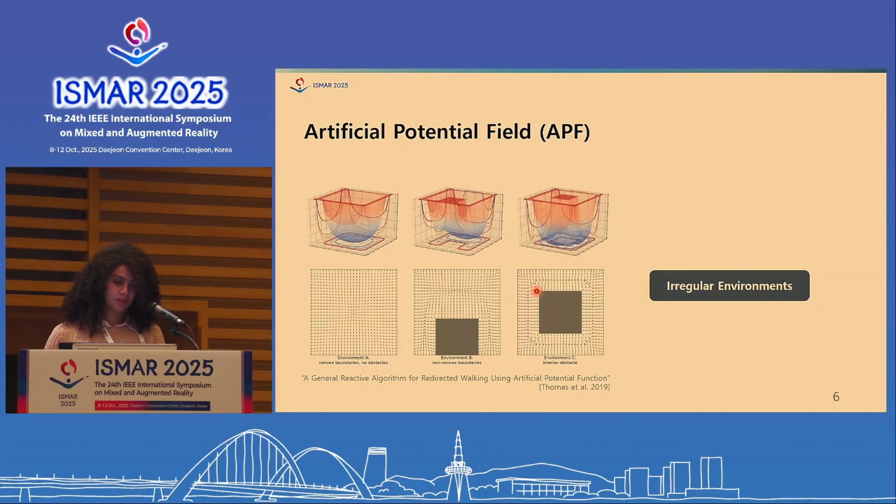So the artificial potential fields are essentially a potential function that spans the whole physical environment. The boundaries and obstacles have high potential, while the goal points or the empty areas have low potential. When you compute the negative gradient of that, you get a resultant vector that points away from obstacles and towards the empty areas in the physical environment. And this can be used to redirect the user to these points.